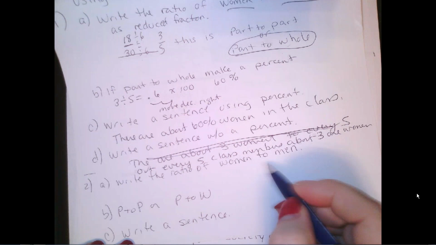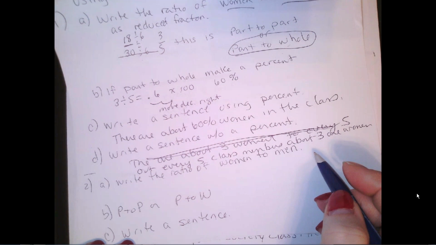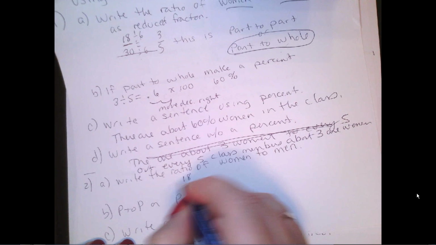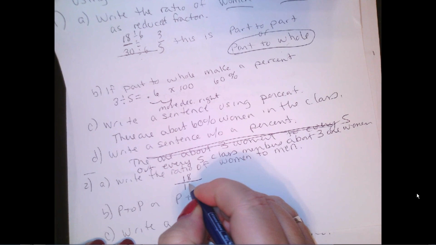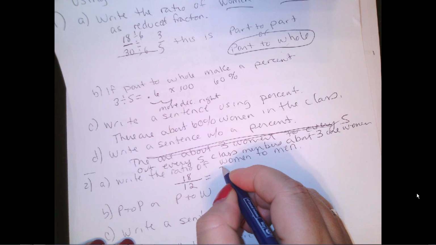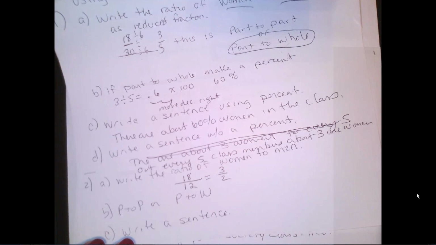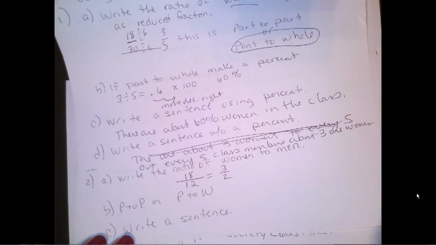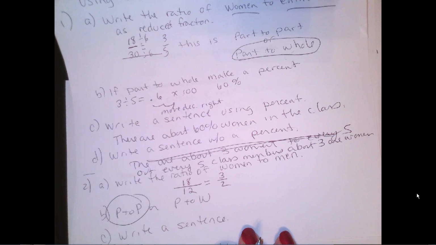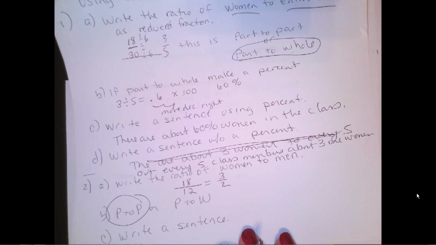Okay, write the ratio of women to men. Women is 18, men is 12, which would be 3/2. Do not make it improper, leave it as a fraction. Is this part to part or part to whole? Part to part. Yep, can't make it a percent. There are about 3 women to every 2 men in the class.